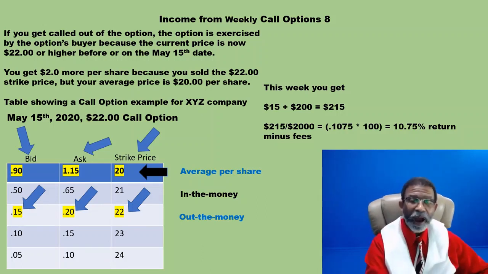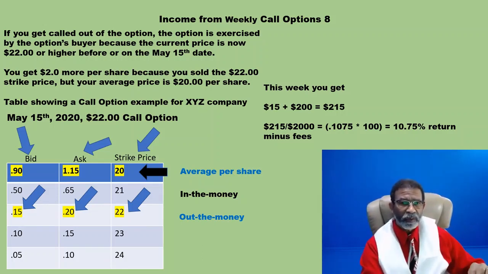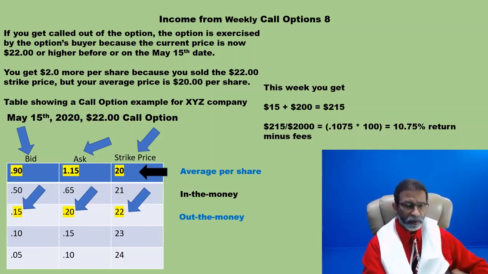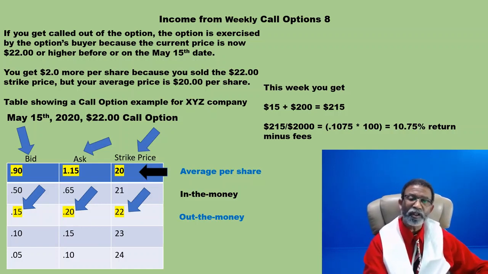So that's the power of selling a covered call and getting called out, but having a very, very good average price per share. Noticing that in this particular case, you get $2 more per share getting called out.